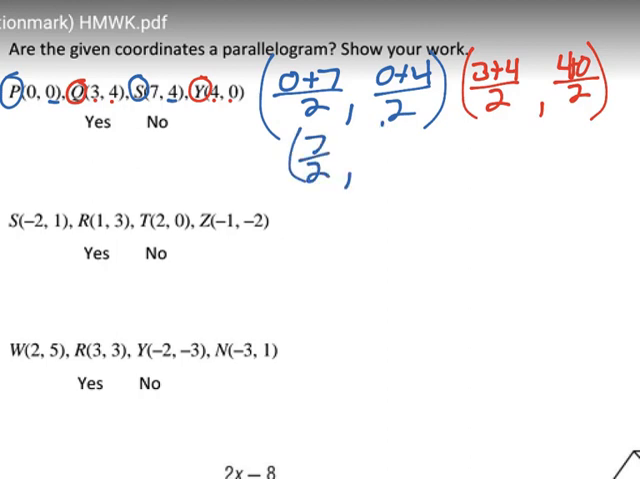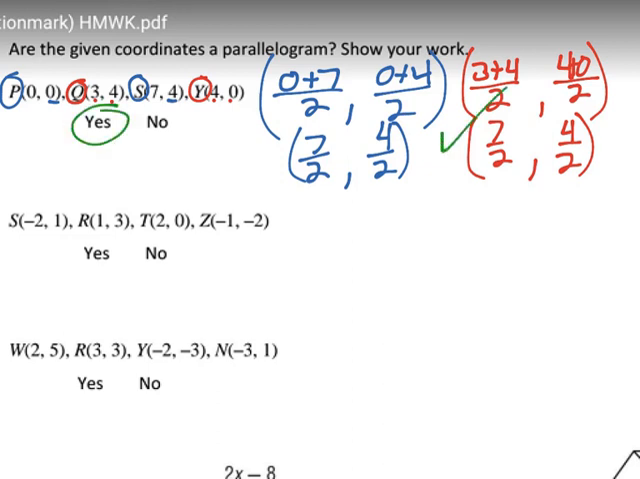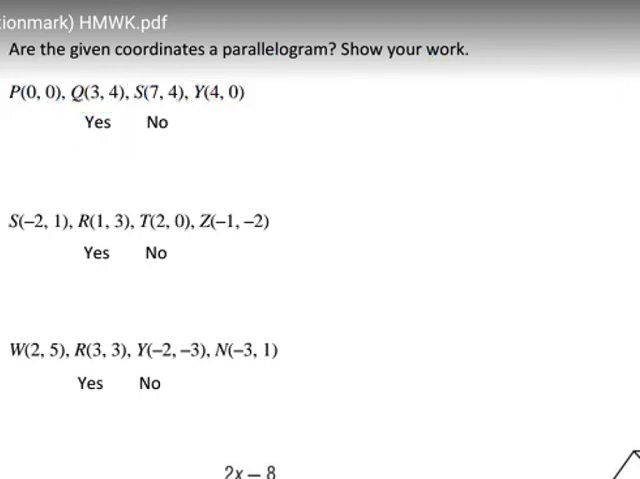Now let's see if they match. 7 divided by 2, 4 divided by 2. This is going to be 7 divided by 2, and this is going to be 4 divided by 2. Holy cow, they matched. So yes, it is a parallelogram. So let's look at the next one.